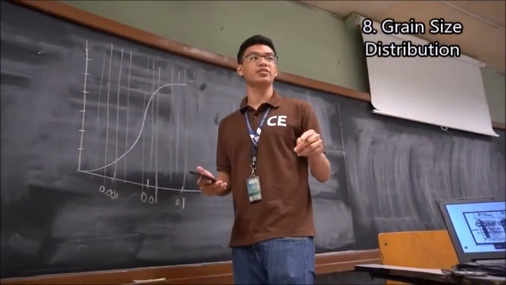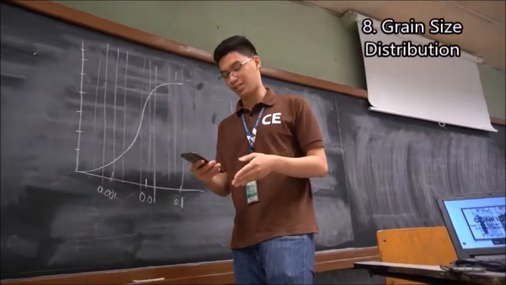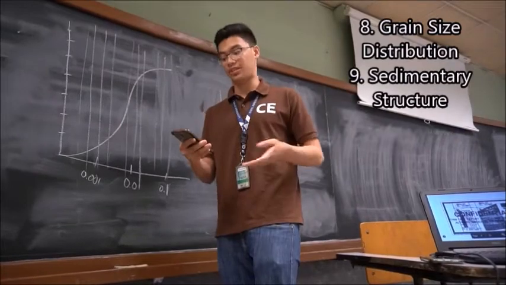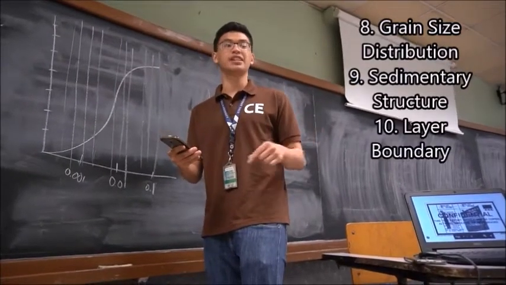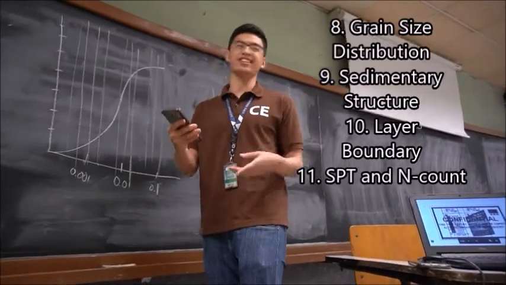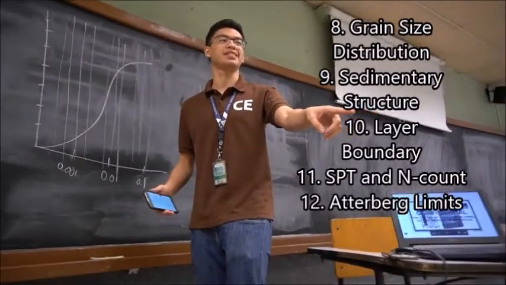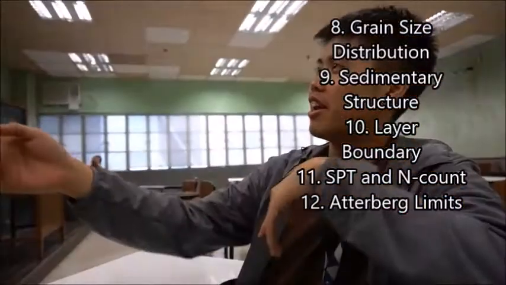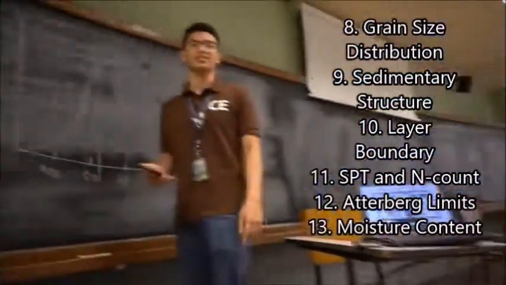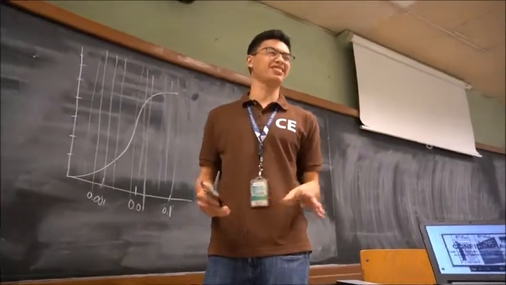And then to classify the soil, you have to include also the sedimentary structure, if it's gravel, sand, whatever, the layer boundaries, the SPT, the blow count. Yes, you have to include that also. Atterberg limits: plasticity index, liquid limit, moisture content. You have to include that also. So there's really a lot. So how do we interpret it? For example, if we're given the data, how do we read from it then?